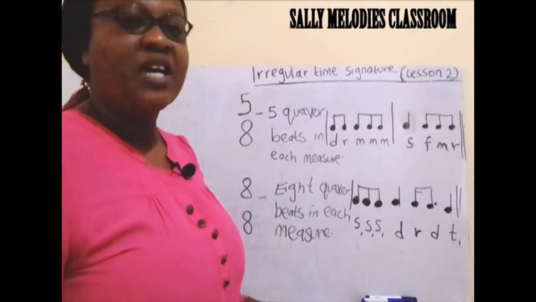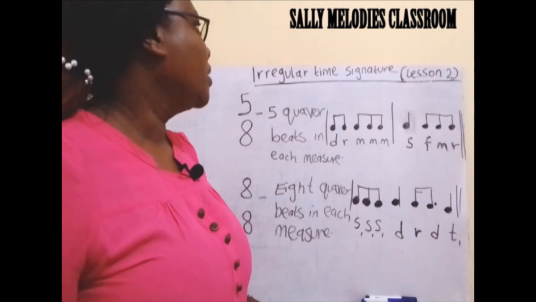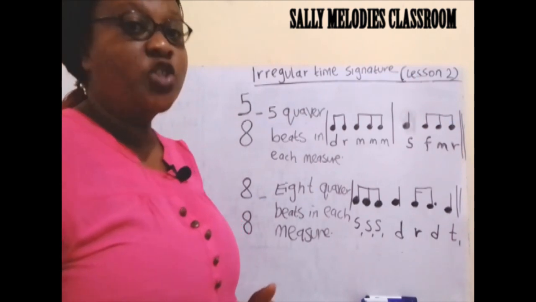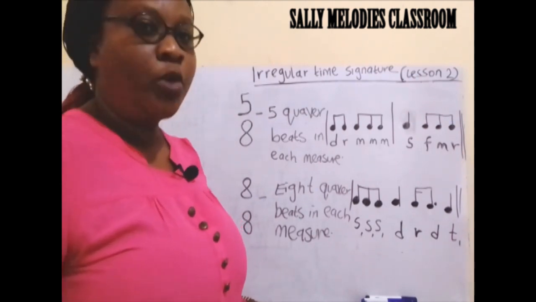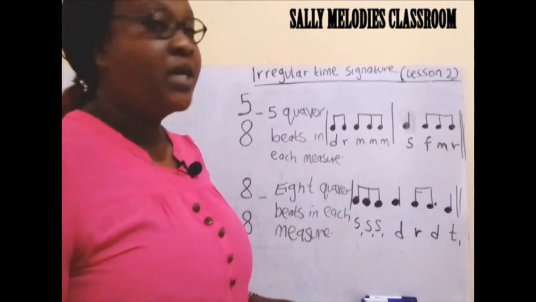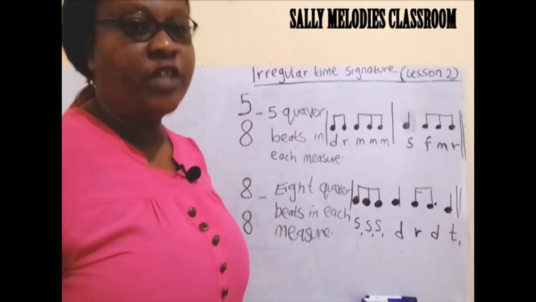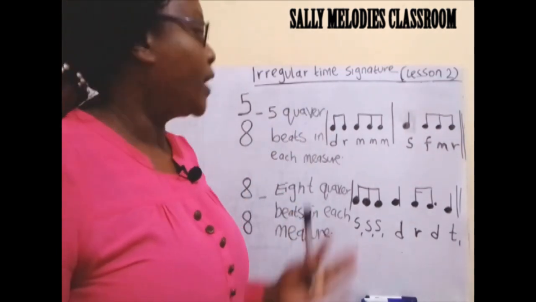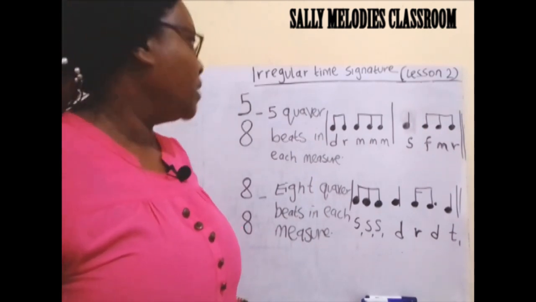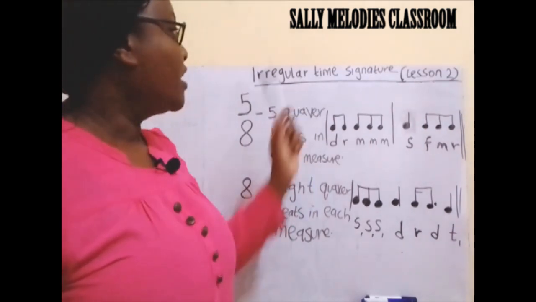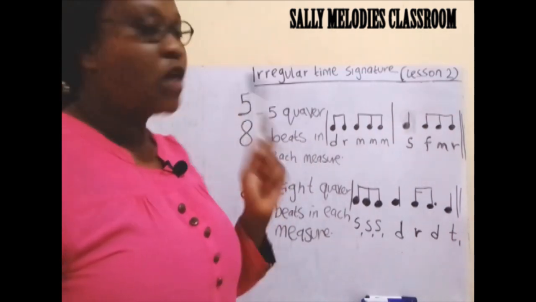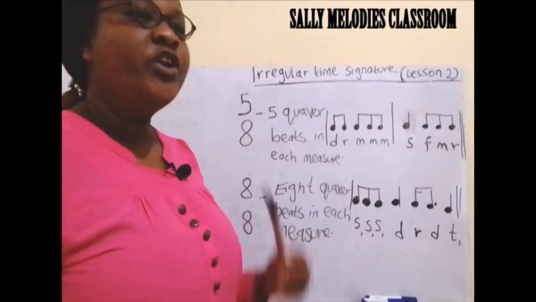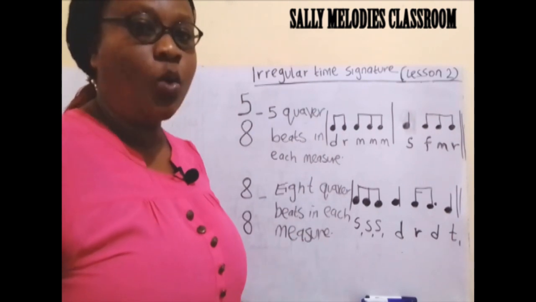As I said, we don't have too much to talk about irregular time signatures. They are there in our songs but not very common, although you meet some songs with such kind of time signature. I have taken 5/8 and 8/8 as two examples so that we can see what we mean. Remember we said in irregular time signature the top number is odd and it cannot be divided into 2 or 3 equal parts. It can only be divided into 2 or 3 unequal parts.